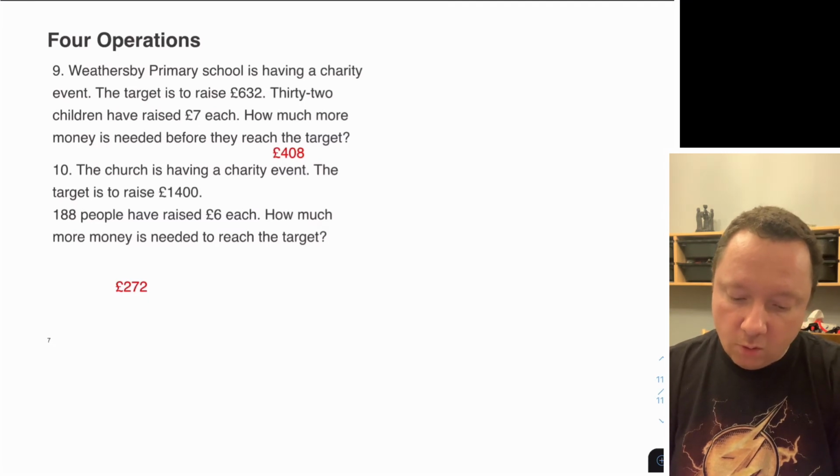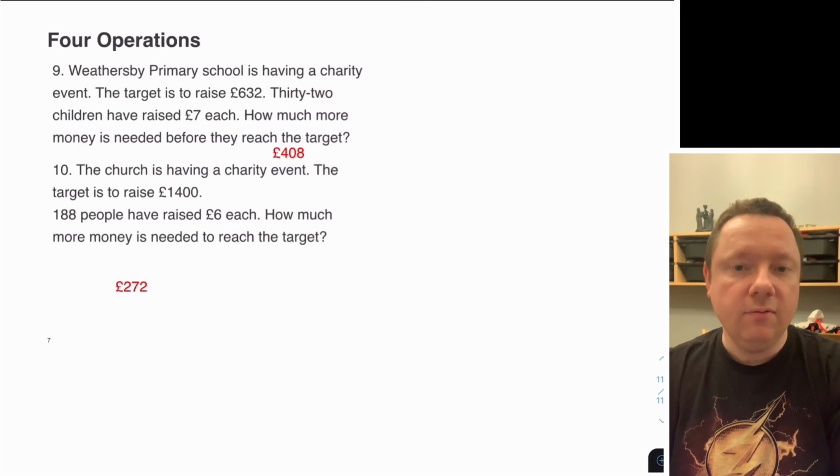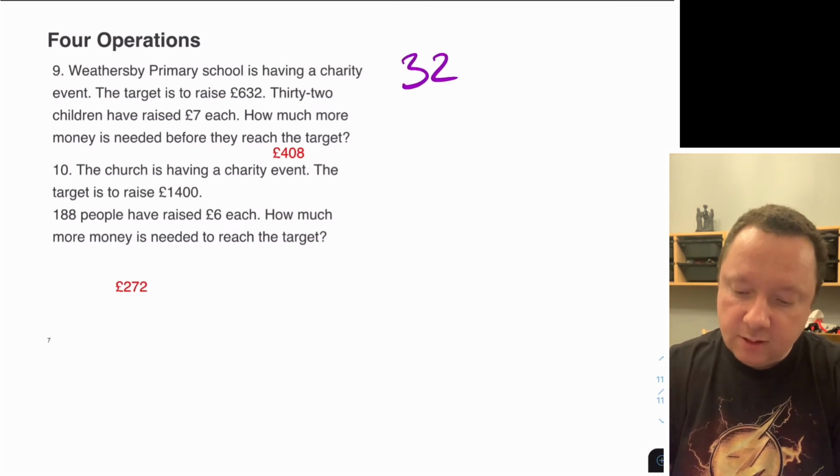You have got Weathersbury Primary School is having a charity event. The target is to reach 632. 32 children raised £7 each. How much more money is needed? So we should be able to now get to the idea of not having to draw 32 boxes. We should know we need 32 times 7, 32 boxes times 7.